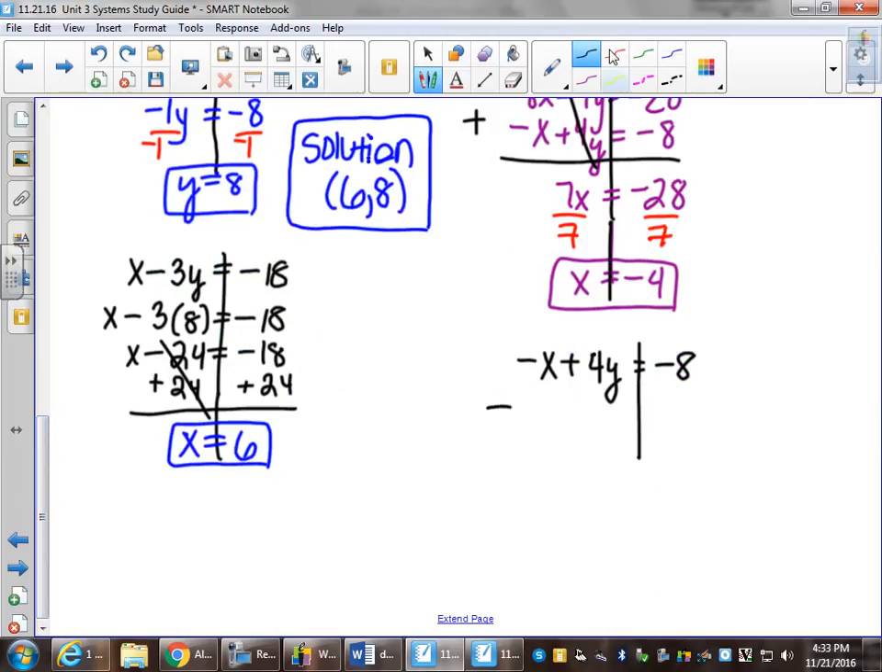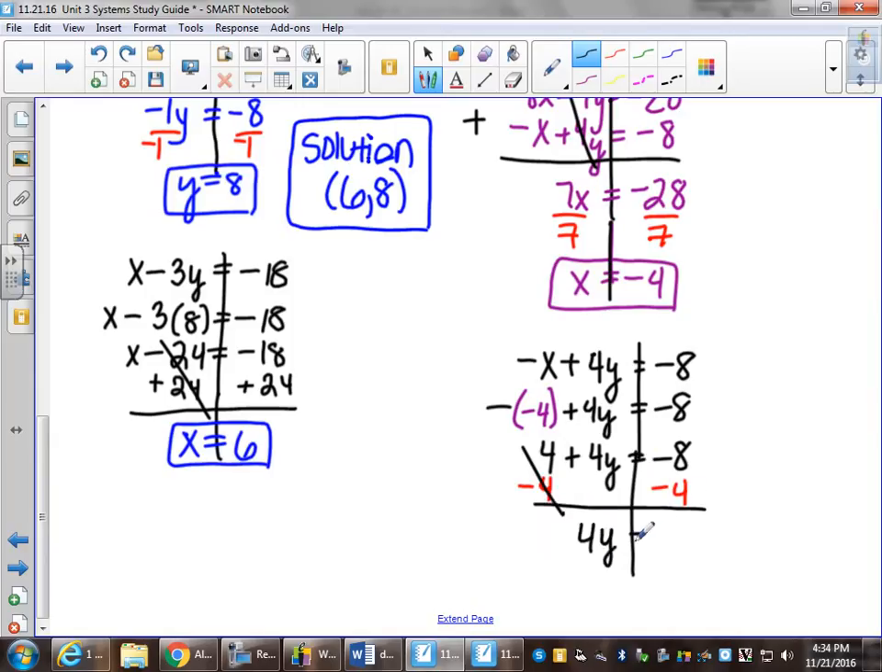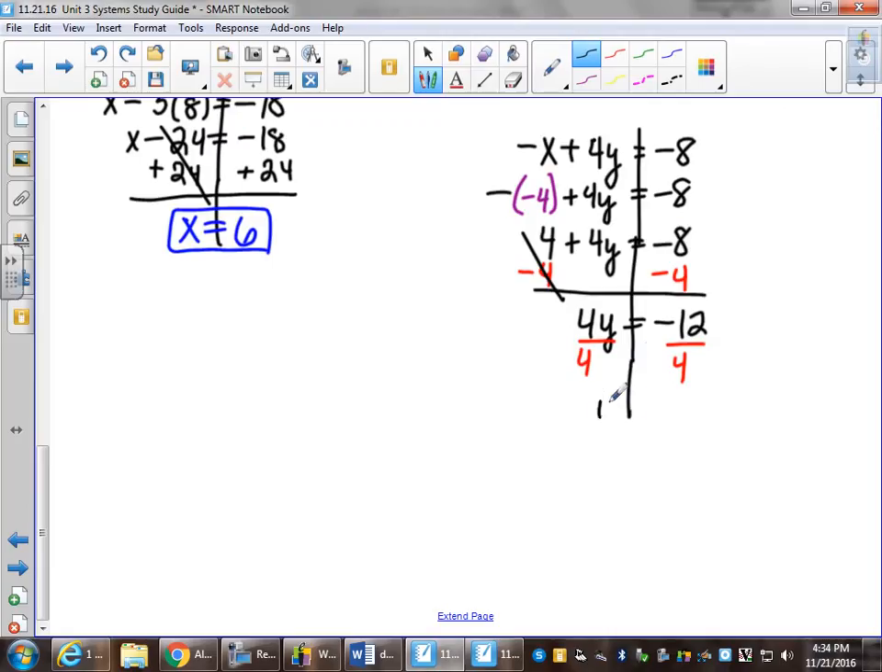This would become a negative 4 plus 4y equals negative 8. That negative was built into the original equation. You are substituting in a negative, so that's where the double negative comes from. Becomes a positive 4 plus 4y equals negative 8. Subtract 4 from both sides. We get 4y equals negative 12. Divide by 4. That gets us y equals negative 3, and we're all done.